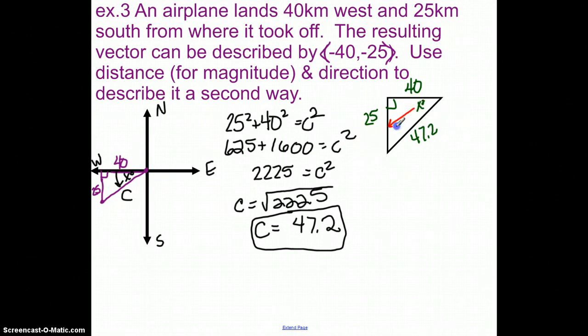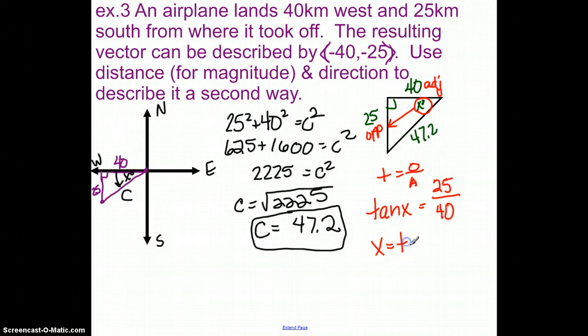So if I look at this, this 25 would be opposite of x for my focus angle. 40 would be adjacent. So if I have opposite and adjacent, then I'm going to be talking about tangent. So the tangent of x equals opposite over adjacent. So to get the x off, or the tangent off of there, I would have to do the inverse tangent of 25 over 40. So the inverse tangent of 25 divided by 40.